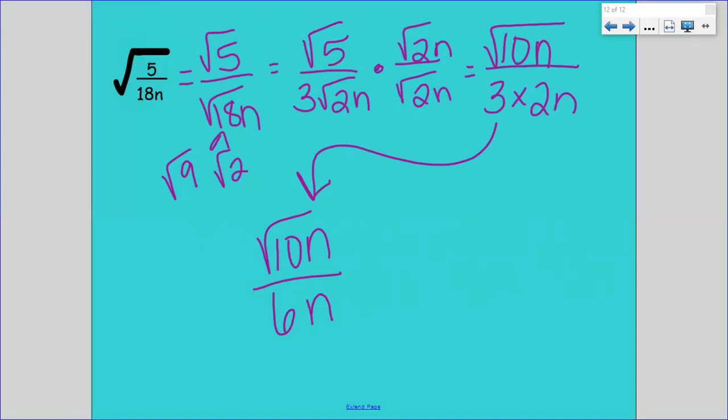Okay? Can this be reduced? Is there a perfect square to pull out here? No. Is there a radical in the denominator? No again. So my final answer is the square root of 10n over 6n. And remember, you cannot reduce the n's here because one is underneath a radical and another one is not. So they mean different things entirely.